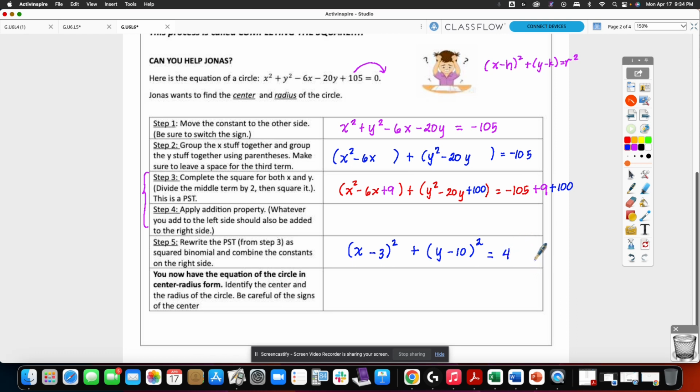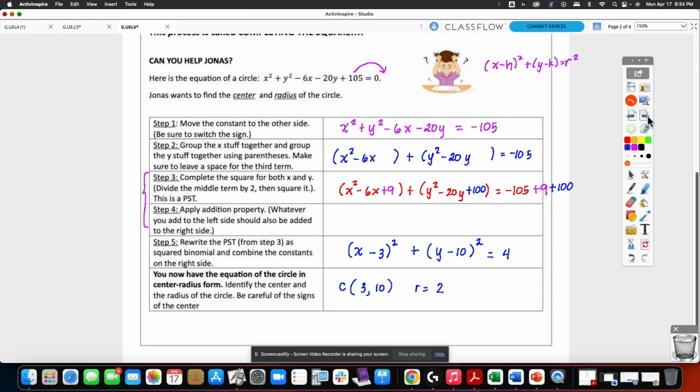Okay? So now we have the equation in center radius form. And from here, your center would be, remember to change the sign. This will be positive 3, positive 10, and the radius is equal to the square root of 4, which is equal to 2. Because 4 is r squared. So we get the square root of 4. Okay?